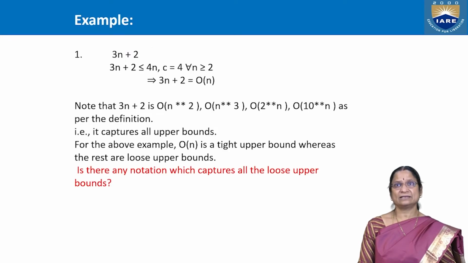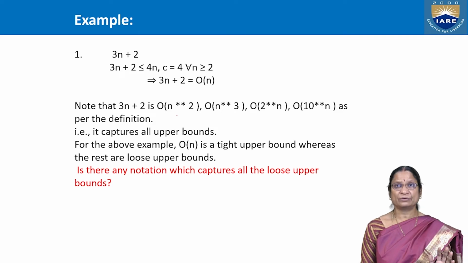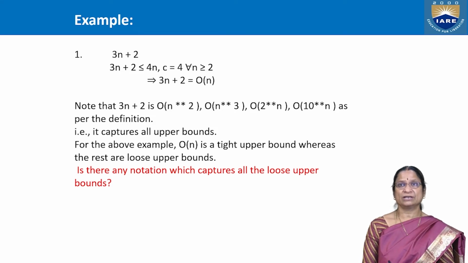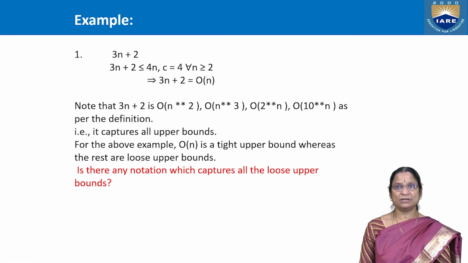Similarly, we can consider other examples also. For example, in the same example, not only order of n is the upper bound, you can also consider higher ones, that is order of n square, order of n cube. All of them are also considered possible complexities actually. But above the upper bound it may not be possible. It captures all upper bounds. For the above example, order of n is the tight upper bound. The rest of the upper bounds are loose upper bounds.